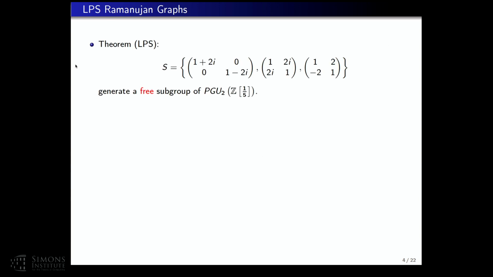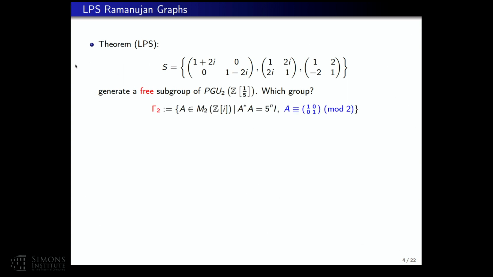And here is a theorem. Lubotsky, Phillips, and Sarnak showed that if you take these 3 matrices, so this is the one we saw, and these are 2 others that are also in the same group and also appeared before lunch, if you still remember, on the whiteboard, they generate a free group. So this is not trivial. And another question which is not trivial is which group do they generate? Do they generate this entire group, for example? And the answer is no.